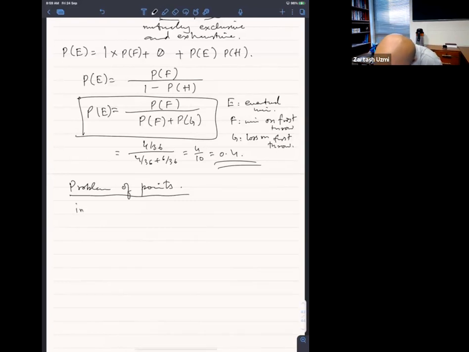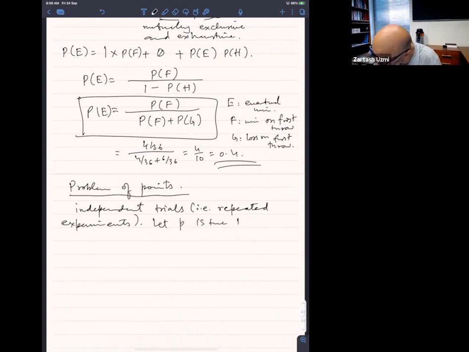अगेन independent trials, that is repeated experiments. Okay, let P be the probability of success or win. बिल्कुल जैसे हमने वहां पे 5 को सक्सेस कह दिया था और 7 को फेलियर कह दिया था. In exactly the same way, let P be the probability of success and 1 minus P the probability of failure.